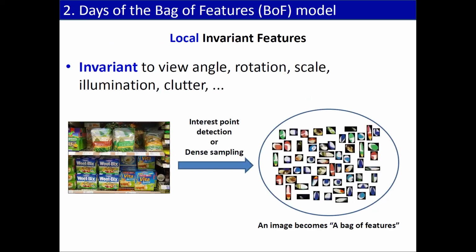Then between year 2000 and 2010, it was the heyday of the bag-of-words model. People used local invariant features because they are more robust against changes of view, rotation, scale, illumination, or clutter. So we have seen the popularity of the bag-of-words model in that decade.